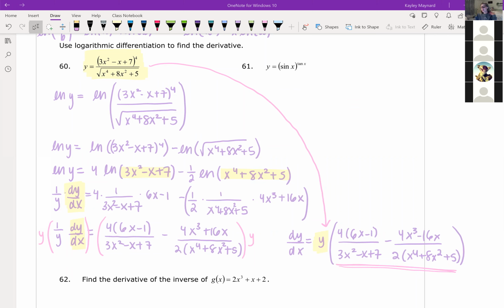Okay, so I'm going to move on to 61 now. This one is another logarithmic differentiation problem. It's a little bit shorter than this one that we just did, but still a good one to do. So let's go ahead and do 61. I'll do a different color.